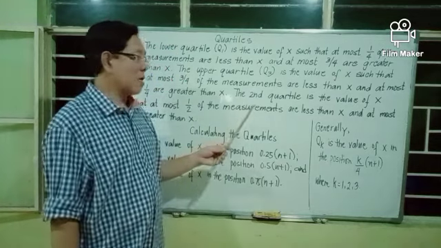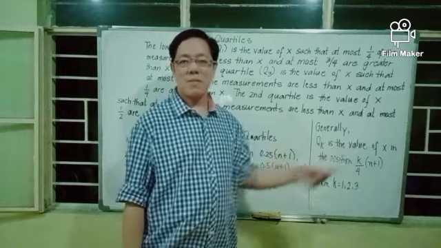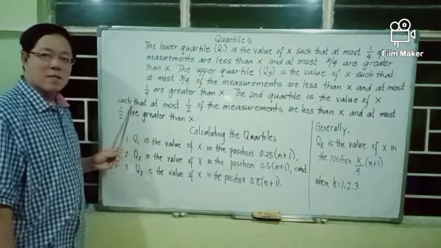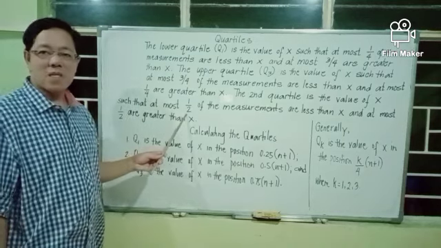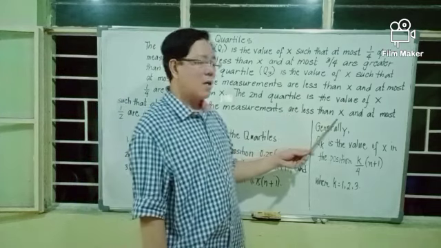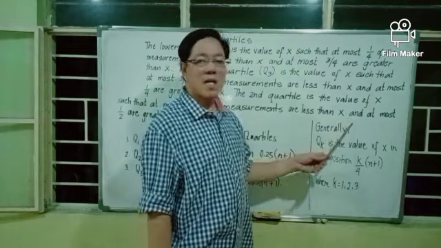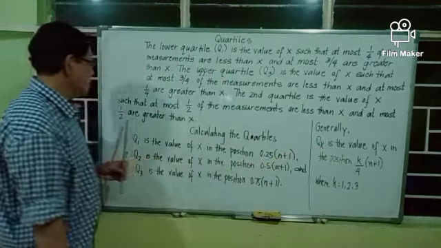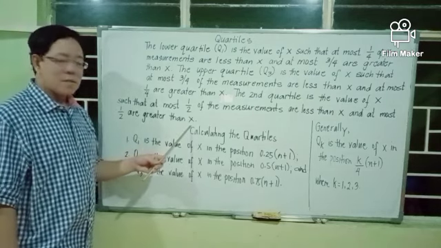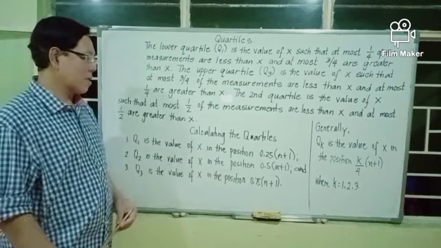The second quartile, that's Q sub 2, is the value of x, a numerical value such that at most 1/2, that's 50%, of the measurements are less than x, the value of the second quartile or the middle quartile. And at most 1/2 or 50% are greater than x, the value of the second quartile or the middle quartile.